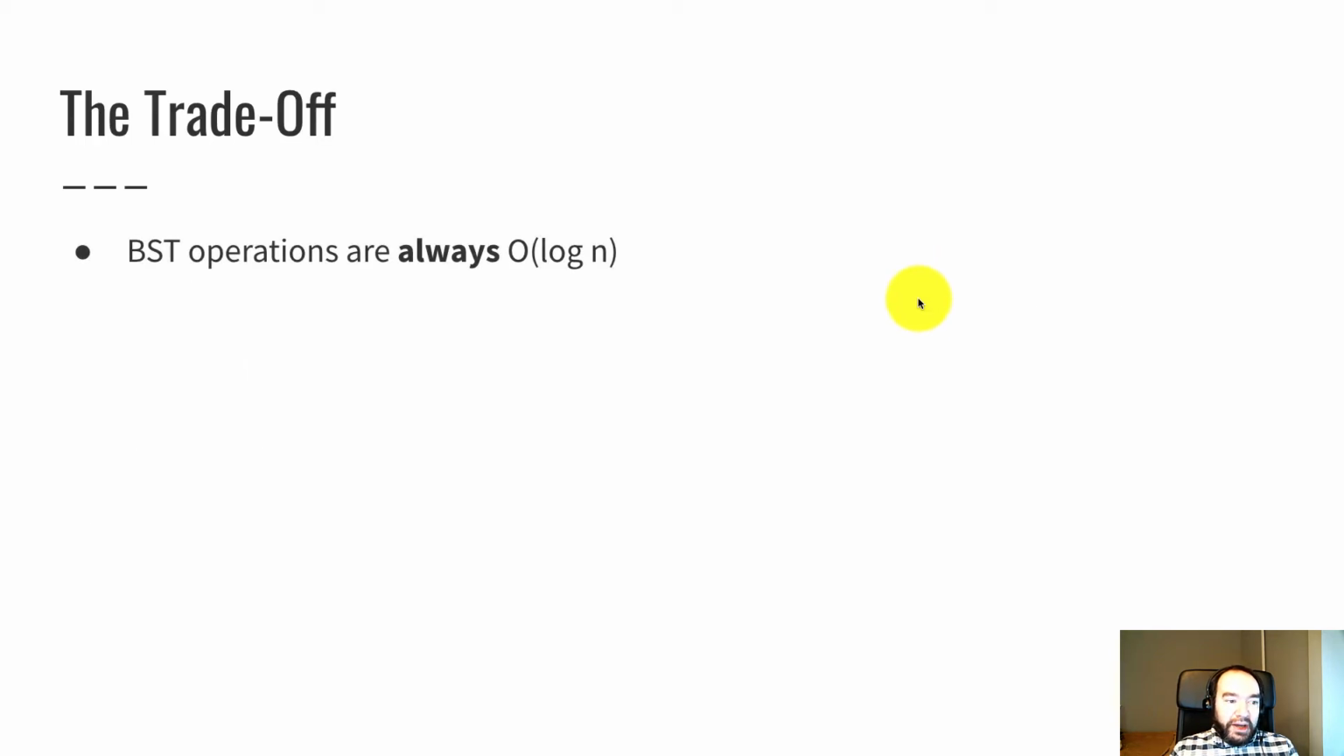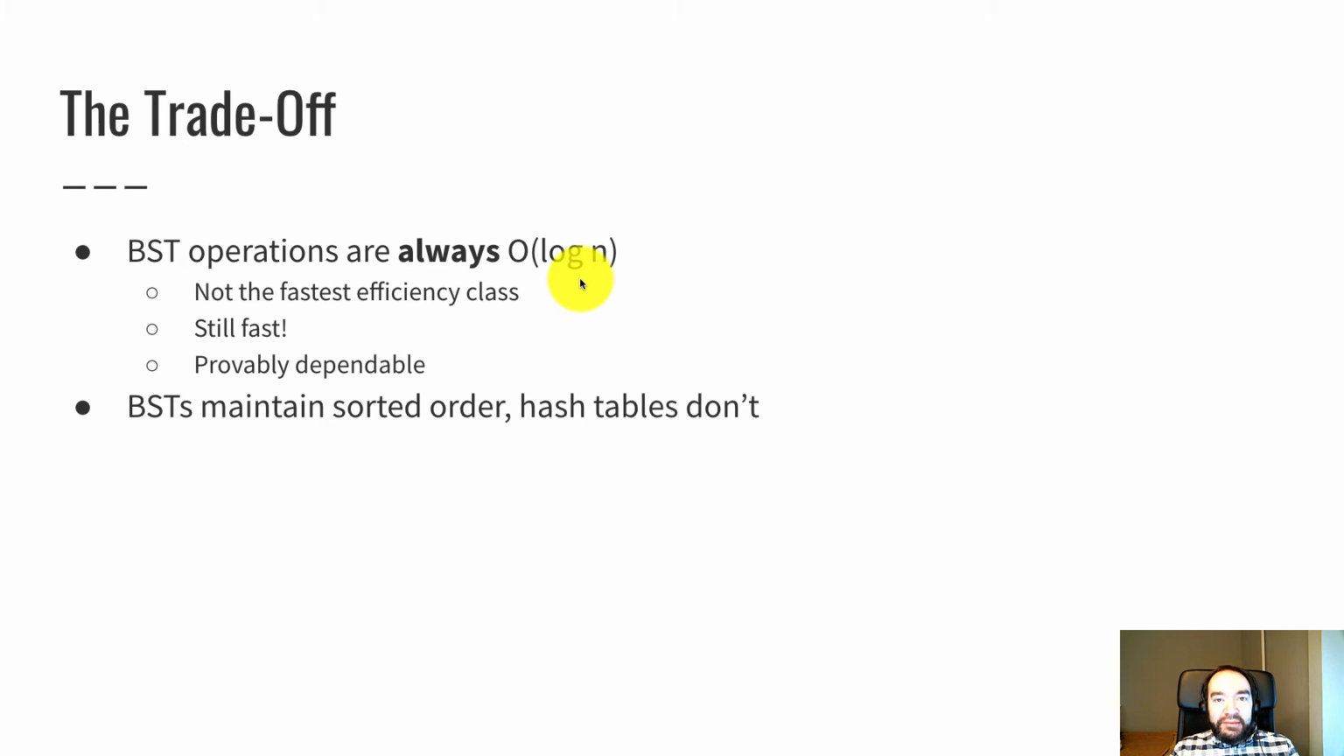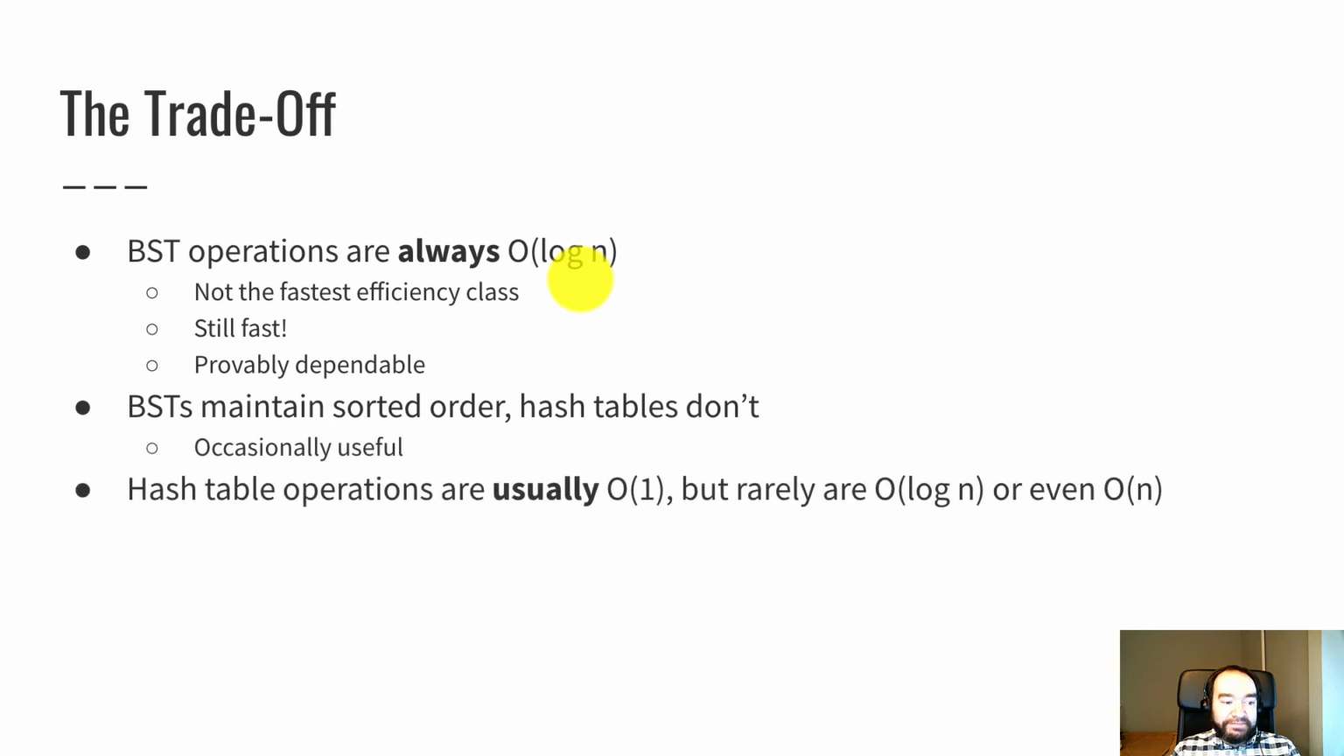Binary search tree operations are always log n time. It's not the fastest efficiency class, but it's still fast, and this is provably dependable. If you use an AVL tree or some other self-balancing binary search tree, every one of those search, insert, and erase operations is going to take logarithmic time, which is fast. Also, binary search trees have that binary search tree order invariant, which means that the keys are always in sorted order. Hash tables don't do that. By design, hash tables scramble up the location of every element, so they're not in any sorted order. Occasionally, that sorted order is useful.